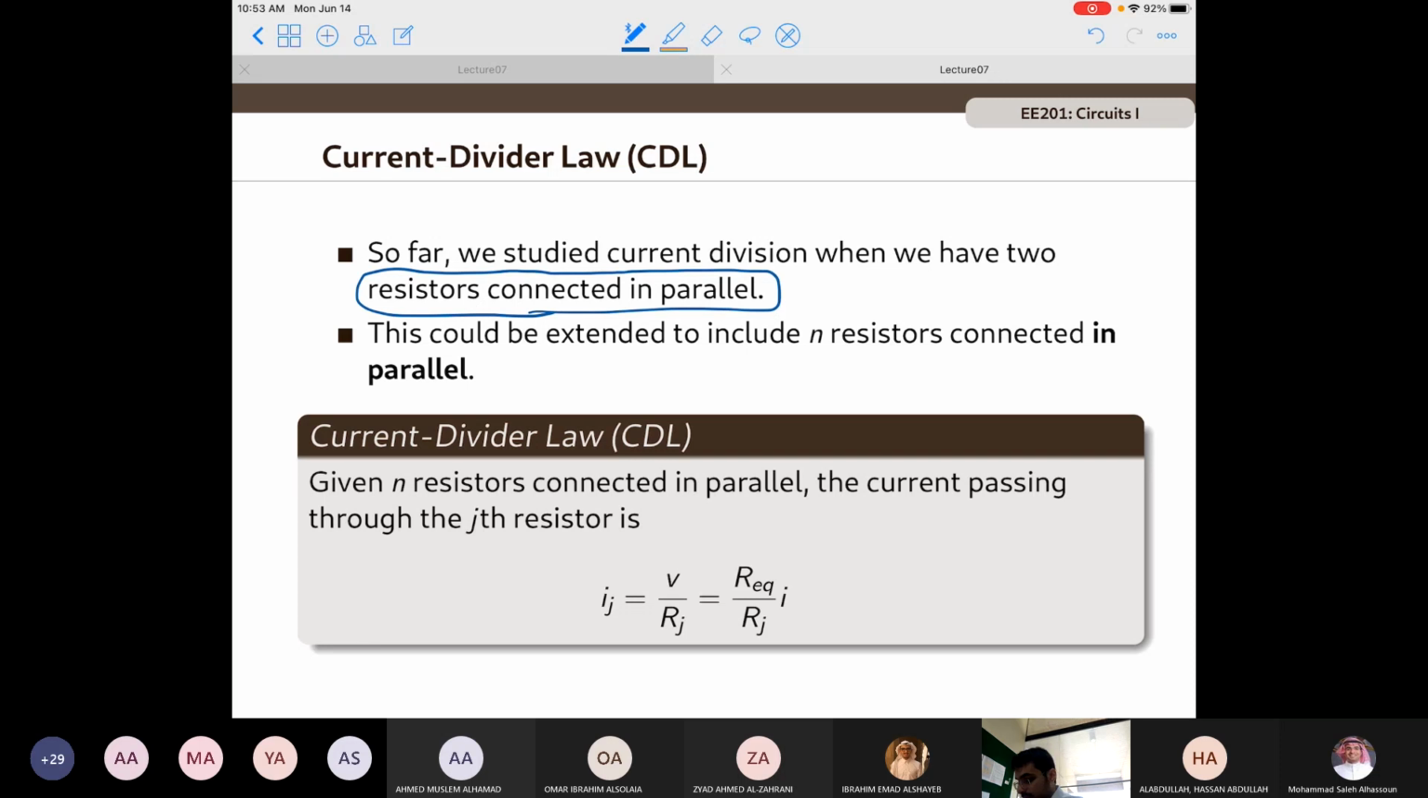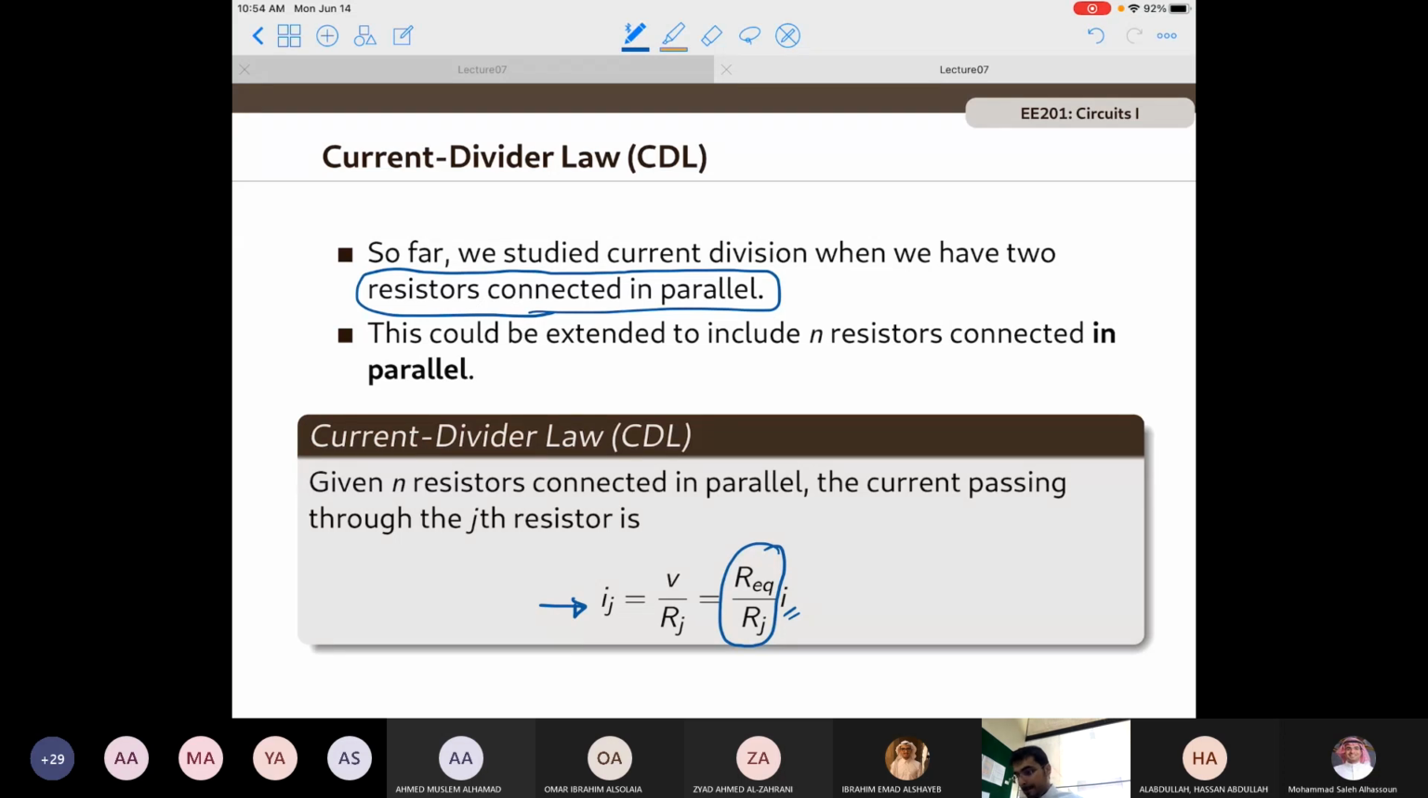The second thing is that the current passing through the branch Ij should be R equivalent divided by Rj, multiplied by the total current. If you recall, for the case of the voltage, it's exactly the opposite. There, the resistor that we are interested in is divided by the equivalent, multiplied by the total. Here, it's the equivalent divided by the resistor that we are interested in, multiplied by the total.